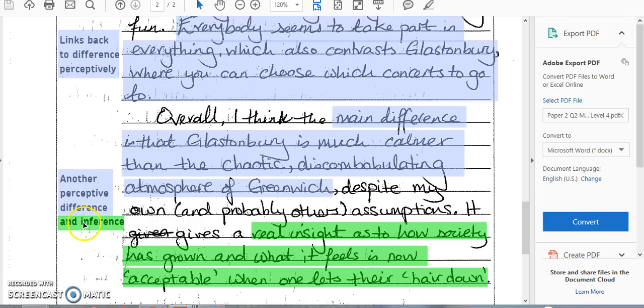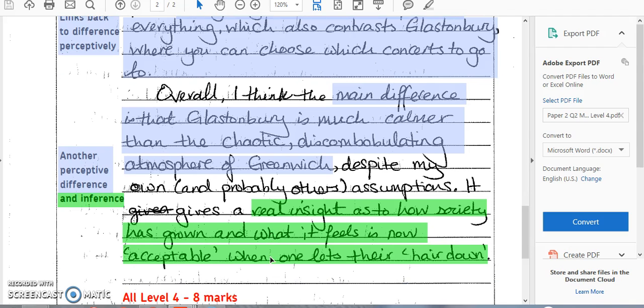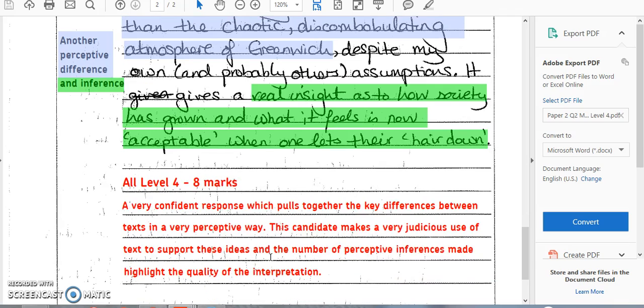And the inference they've ended it with, which might well have bumped them up a few marks, is a real insight as to how society has grown and what it feels now acceptable when people let their hair down. And the examiner has put this here quite nicely. It's a confident response which pulls together the key differences between texts in a very perceptive way. The candidate makes a very judicious use of text to support these ideas, and a number of perceptive inferences highlight the quality of the interpretation.